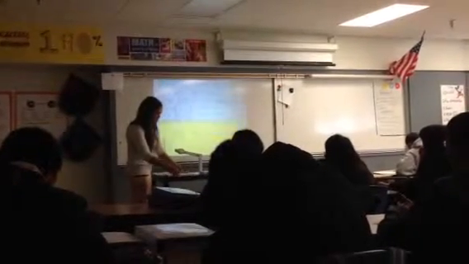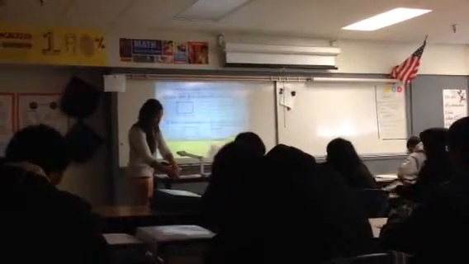Okay. So area is the square units enclosed by the figure. So we have area of rectangle is base times height, which is the same for a square. Okay, so here is our first shape. Two different pictures here.